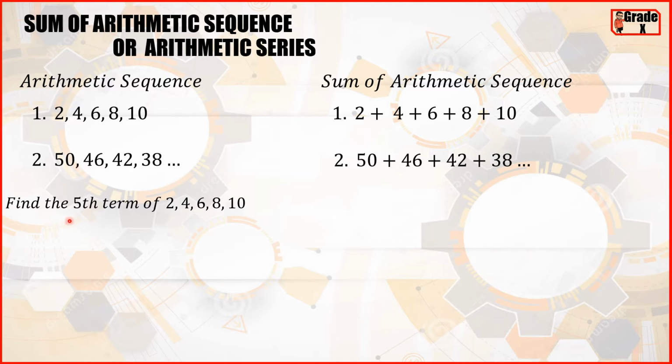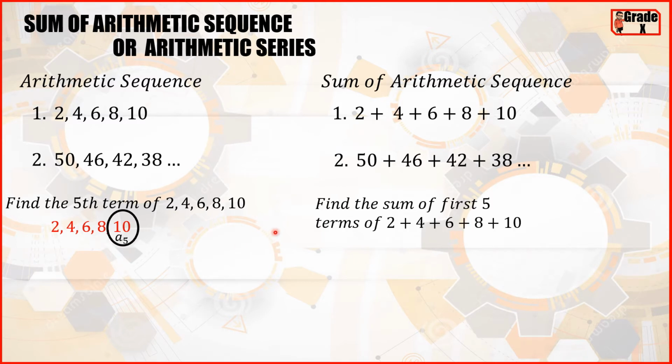Let's try to find the fifth term of 2, 4, 6, 8, 10. So dito, itong 10 ang ating fifth term. So therefore, the fifth term is 10. While in sum of arithmetic sequence, find the sum of the first 5 terms of 2 plus 4 plus 6 plus 8 plus 10. Ibig sabihin, we're going to add each term.